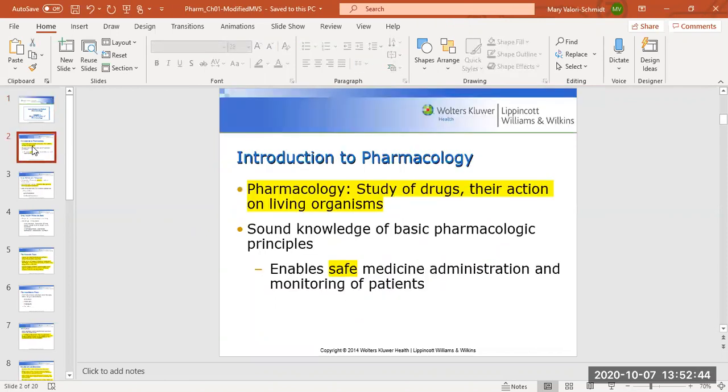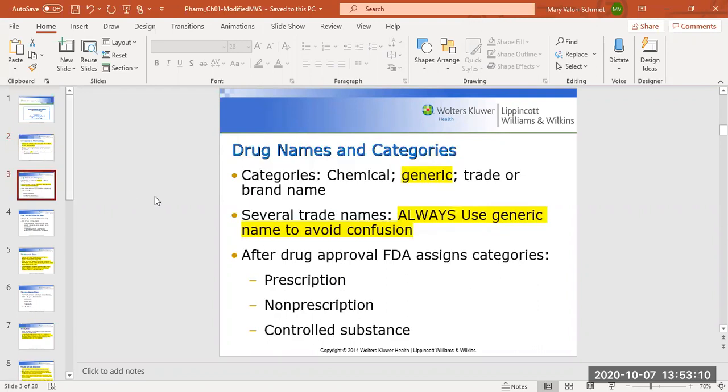So what is pharm? It's the study of drugs and what they do to living organisms, their actions. And remember, everything that has to do with pharmacology must always insert the word safe or safely, okay? So having a knowledge of these basic principles makes sure that you have a safe administration of medication to your patients, okay? And safety is the word.